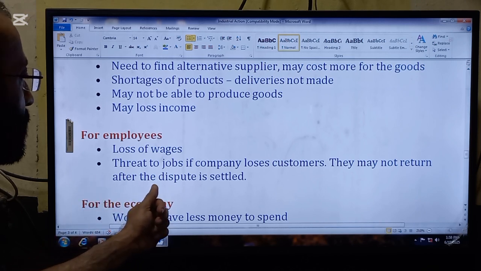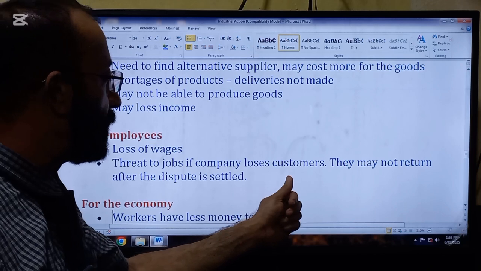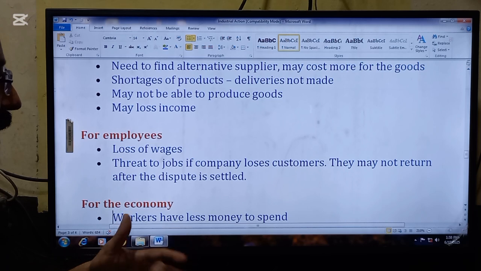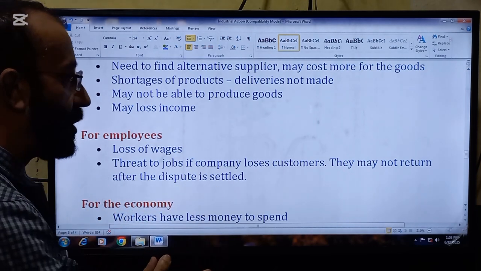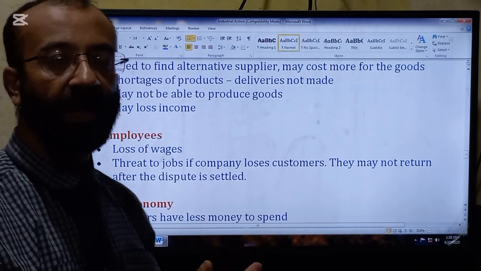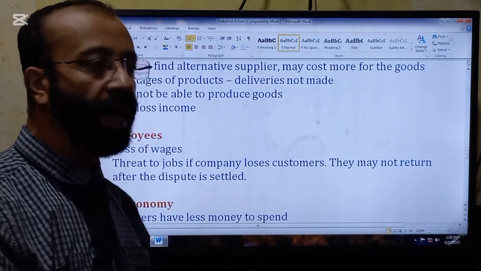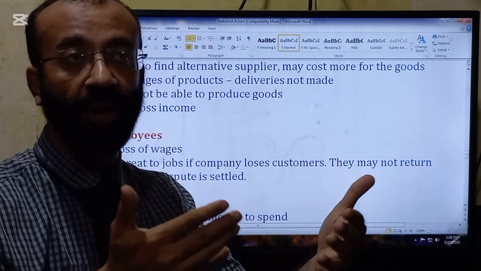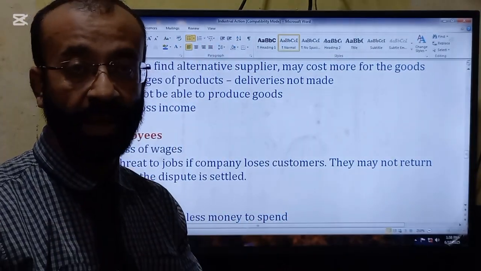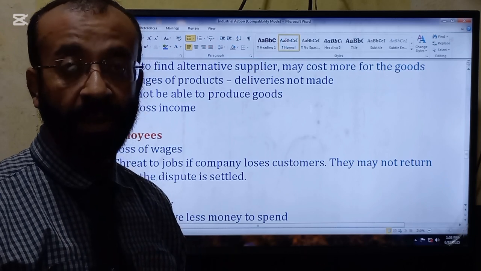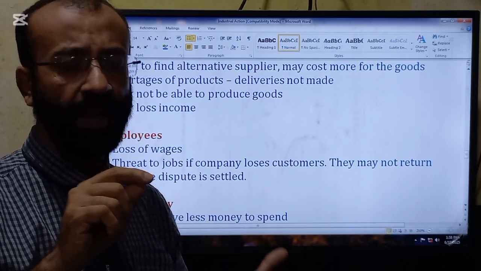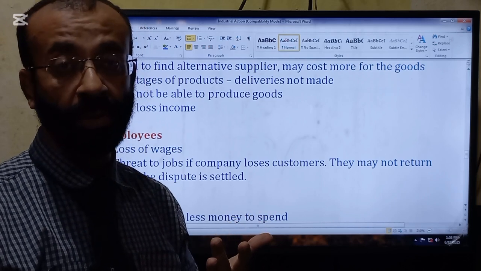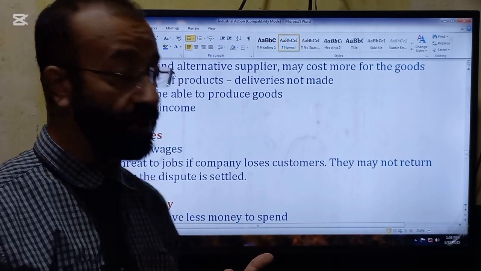Next is threat to jobs. If the company loses customers, they may not return after the dispute is settled. As a result of the industrial action, the customers of the company may be lost, and even if the industrial action is settled, the customers who have gone to other companies may not return. As a result, there will be less need for production now. So some of the workers may lose their jobs.